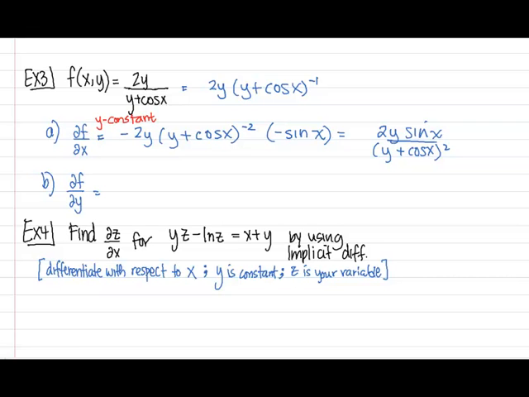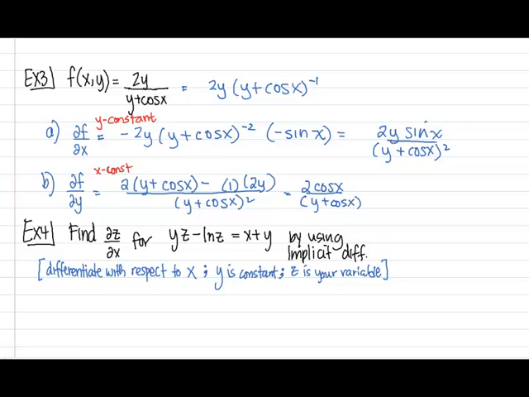Now let's take a look at f sub y. x is constant. We can go ahead and use the quotient rule, the derivative of the top times the bottom, so 2 times y plus cosine x minus the derivative of the bottom. Now remember x is constant, so all I care about is this y over here, times the derivative of the top, all over the bottom squared. Now simplify this stuff out. We have a 2y and another minus 2y over here, so all we have is 2 cosine x over y plus cosine x quantity squared.